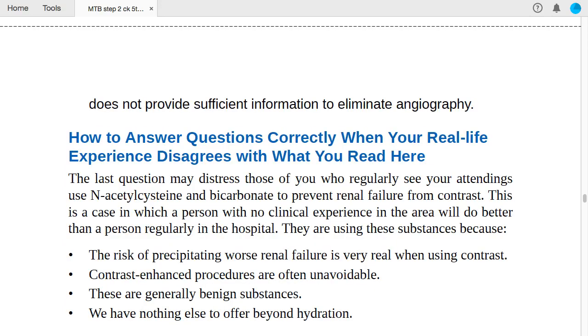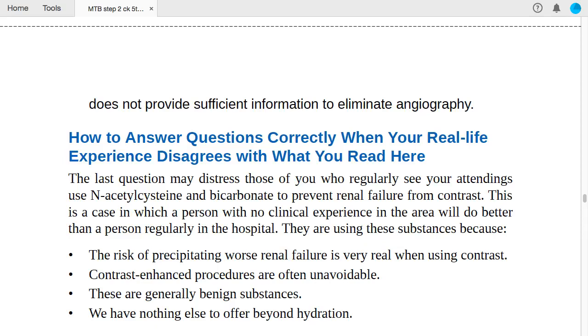They are using these substances because the risk of precipitating worse renal failure is very real when using contrast. Contrast enhanced procedures are often unavoidable, and these are generally benign substances. We have nothing else to offer beyond hydration. So from the bookish point of view, the theory point of view, we have to choose the hydration option. But in routine practice, we usually give N-acetylcysteine and bicarbonate to prevent renal failure. But don't choose the answer on the basis of clinical practice. We will go for the theory, bookish knowledge, right?